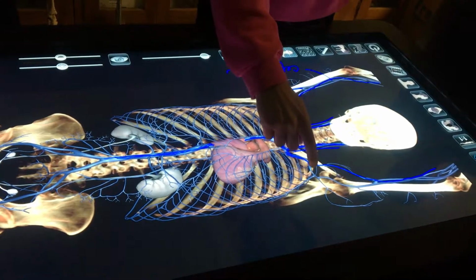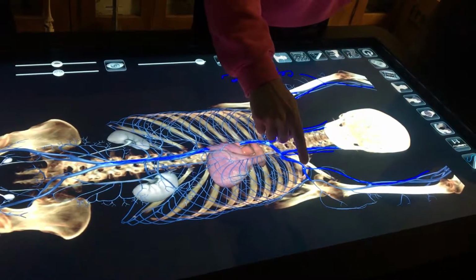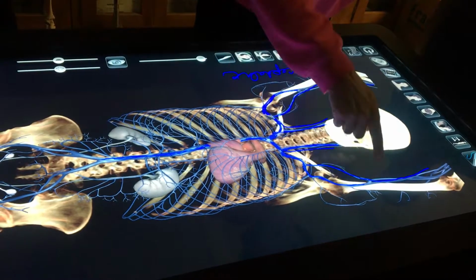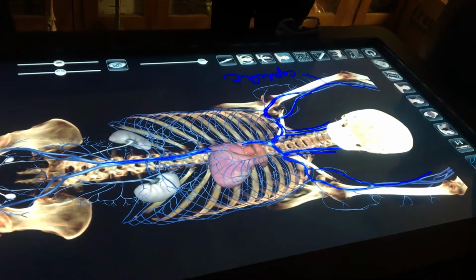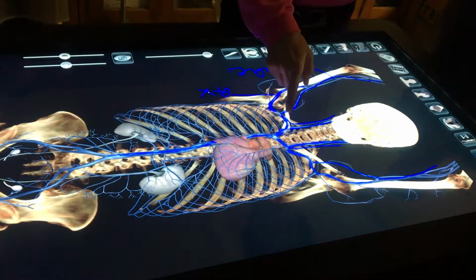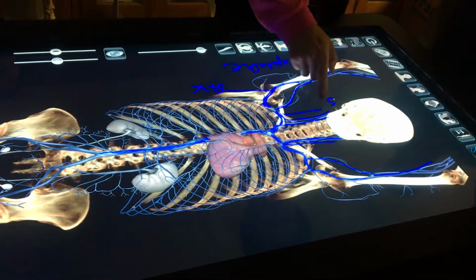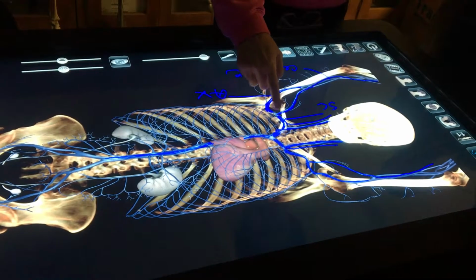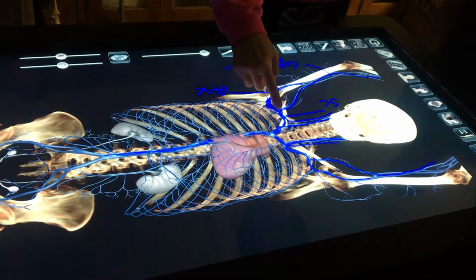And over here, this is the axillary all the way to there. See where the two veins converge? So this is the axillary, this is the subclavian right there. And the cephalic comes into the subclavian and fuses with the axillary.